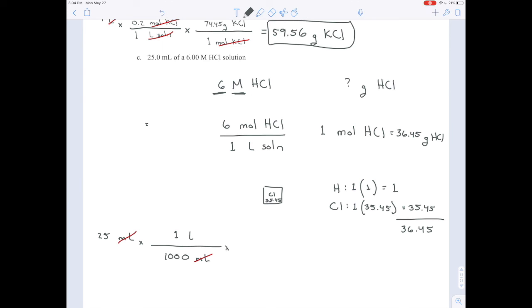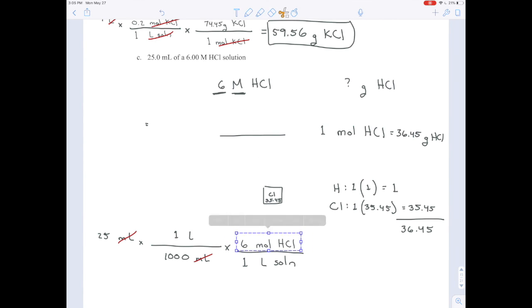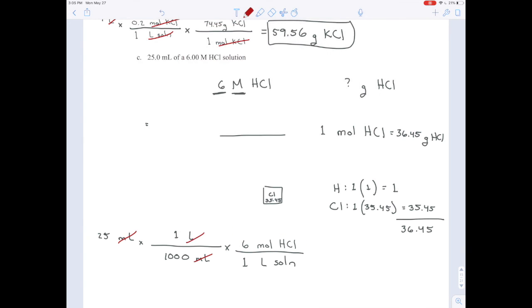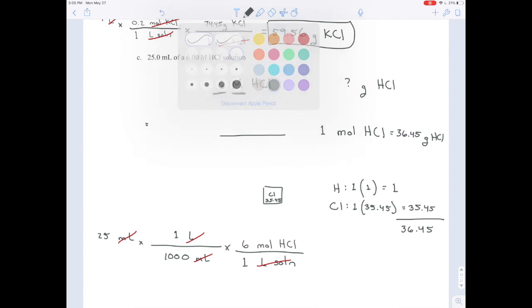Every time you do a conversion, write a multiplication sign, a fraction bar. The units you start with on top, here liters, will go on the bottom so they cancel out. So we go to our next conversion factor, here. We take the side that has liters and put that on the bottom, because we want liters to cancel out. On top, we'll put 6 moles of HCl. You could see how liters cancel out, and we're left with moles of HCl, but we want grams of HCl, so we do another conversion.